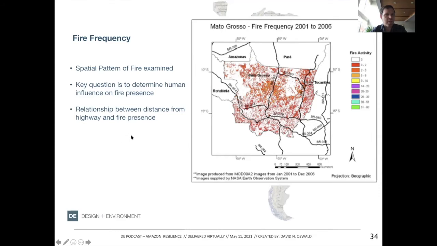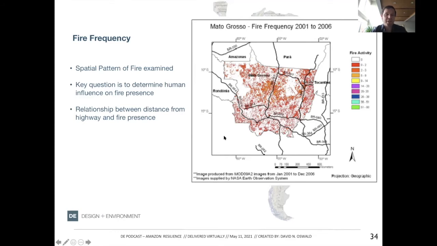So the key question is to determine human influence on fire presence. So there is a relationship between highway and fire presence. You can look at the before and after, obviously, and the relationship of distance to the road and so forth. I did basically a buffer, pretty basic analysis for that one. I didn't have much time. But you can see that there's a relationship just spatially.